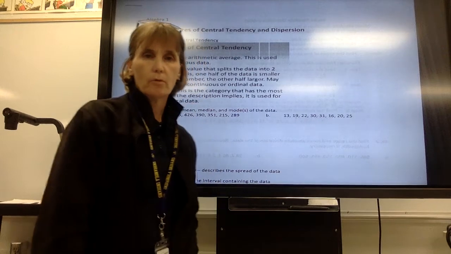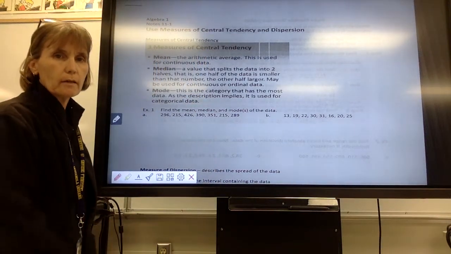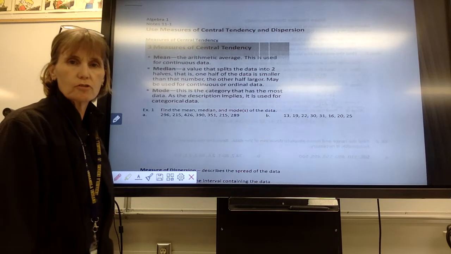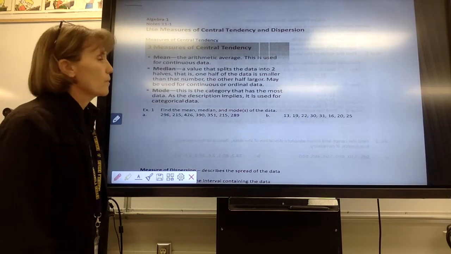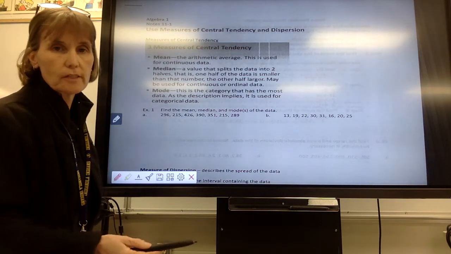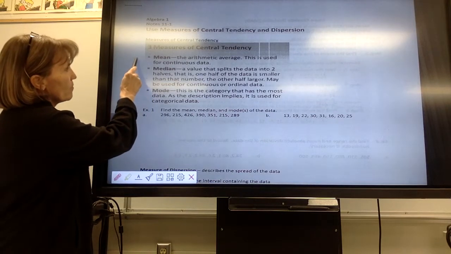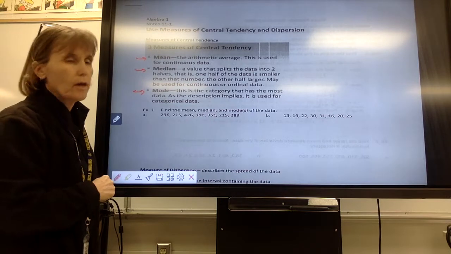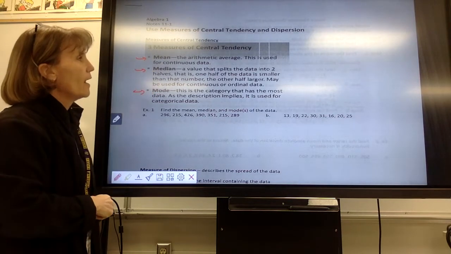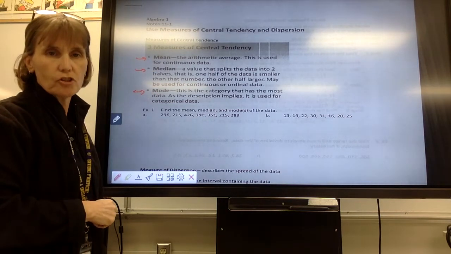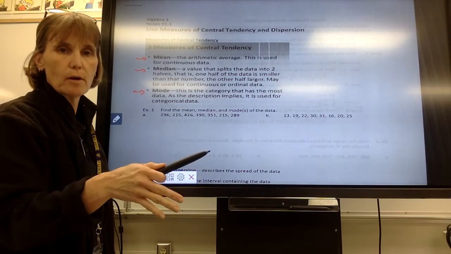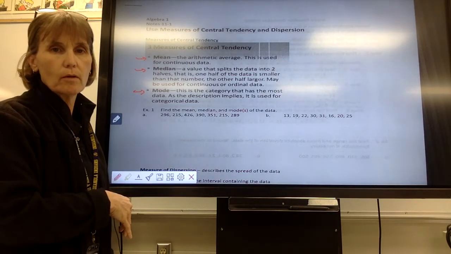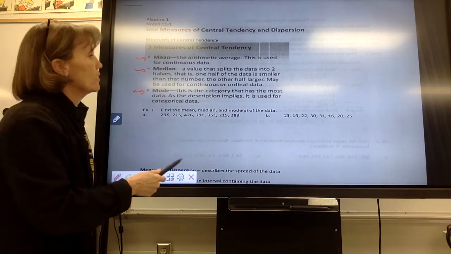All right, we're going to start chapter 11 today, and we're going to look at 11.1, where we use measures of central tendency and dispersion. When we talk about measures of central tendency, we're talking about finding the mean, the median, and the mode. The mean is the arithmetic average. When you average a set of numbers, you add them up and divide by how many there are. We're going to find the average value of the data.